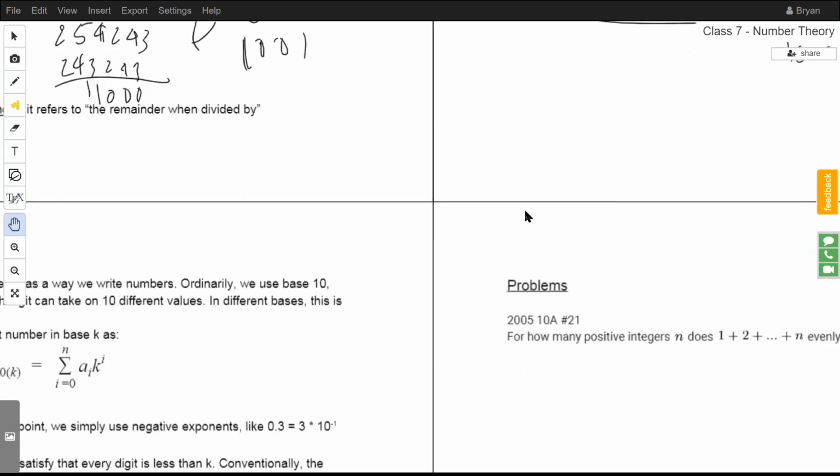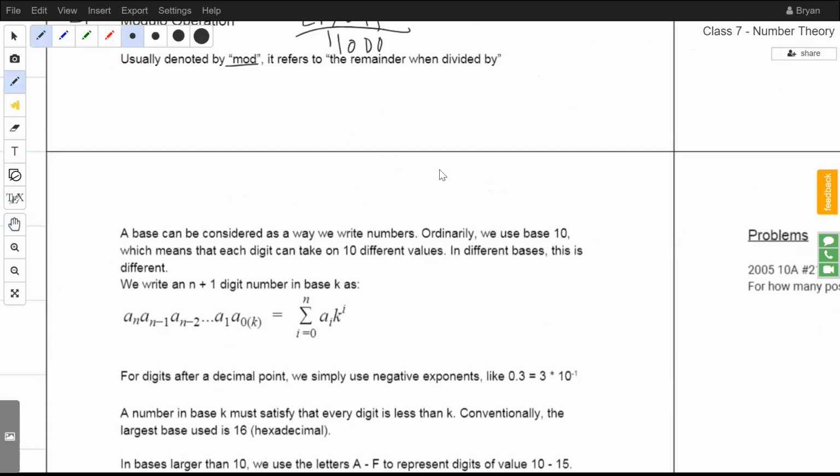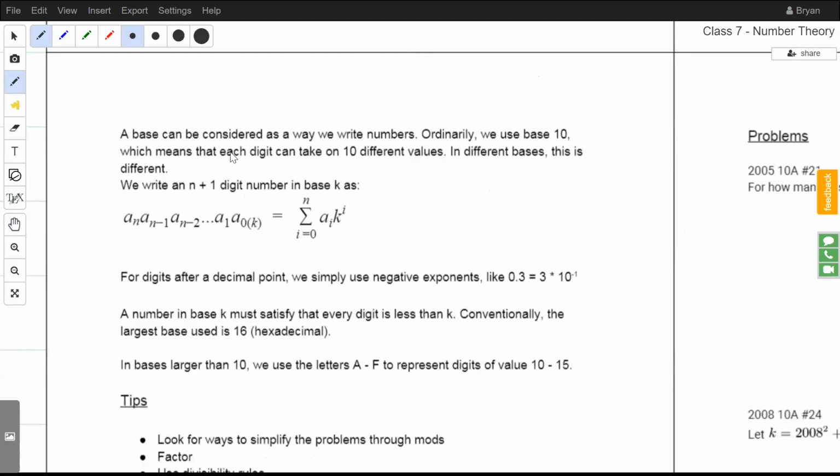Bases. Bases are basically just a way we can write numbers. Normally we write in base 10, meaning that every place value is worth a power of 10. In different bases, this is going to be different. When we write a number in base k, it's basically just digits with a subscript of k after it, like 101 subscript 2. That just means 101 in base 2.